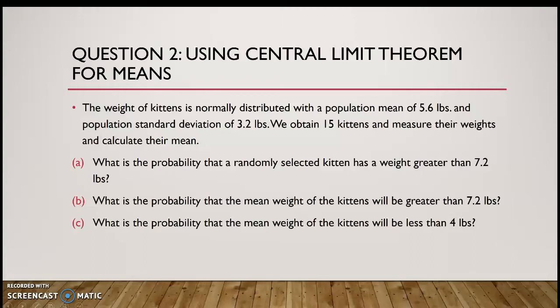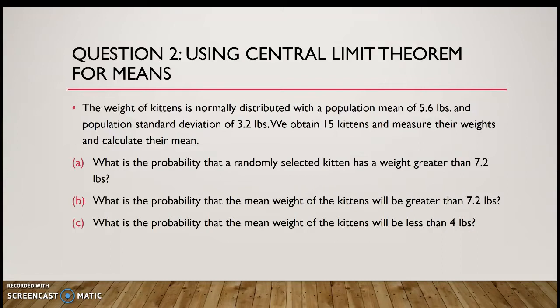Okay, so now we have the problem. So when do we use it? Here, whenever we want to use the central limit theorem, the key word that we want to look for is mean weight. That's what we want to look for: mean weight, or mean height, or anything that has mean in front of our variable. That's when we know we have to use the central limit theorem.